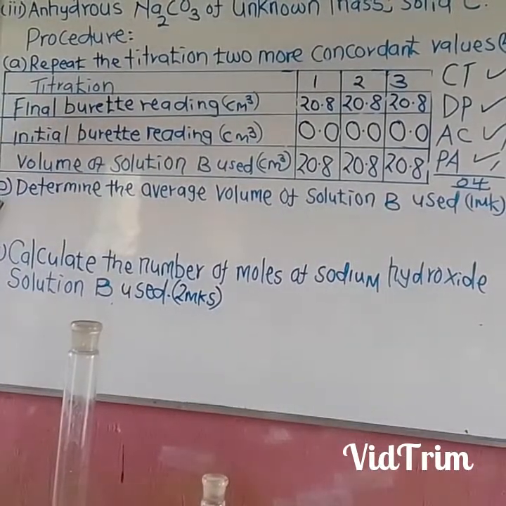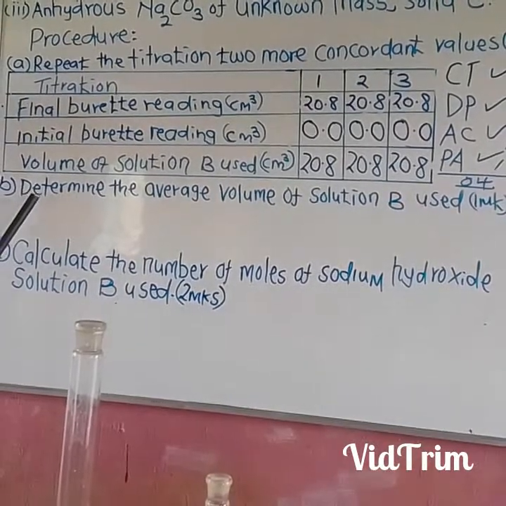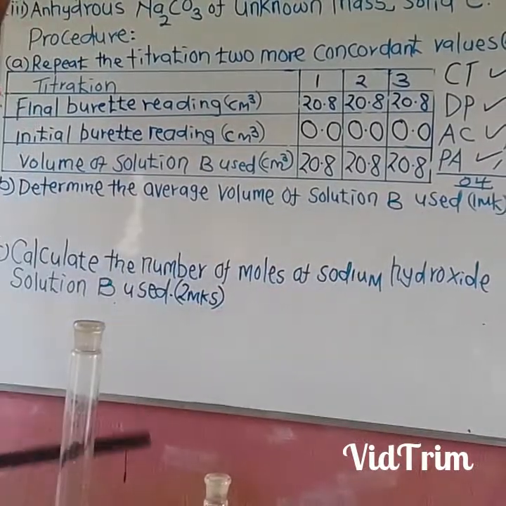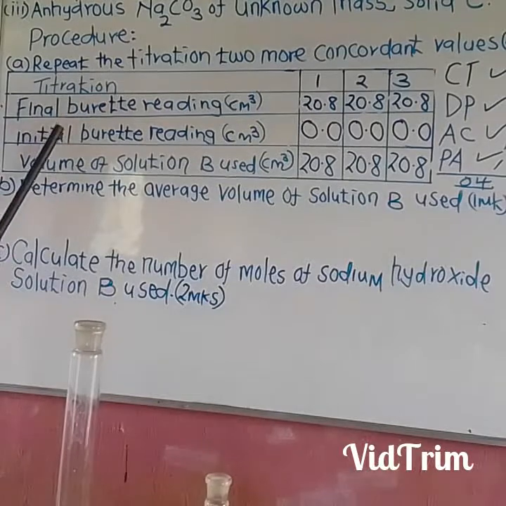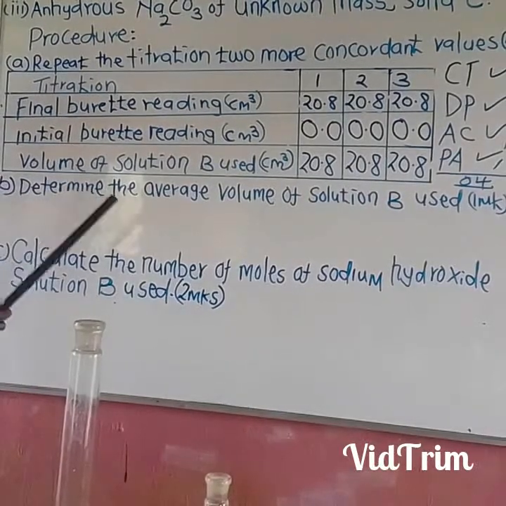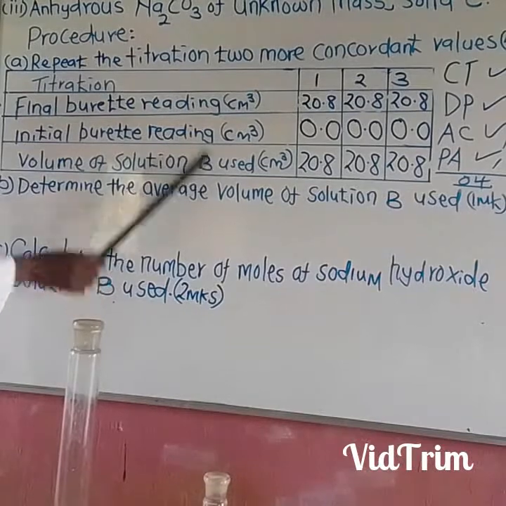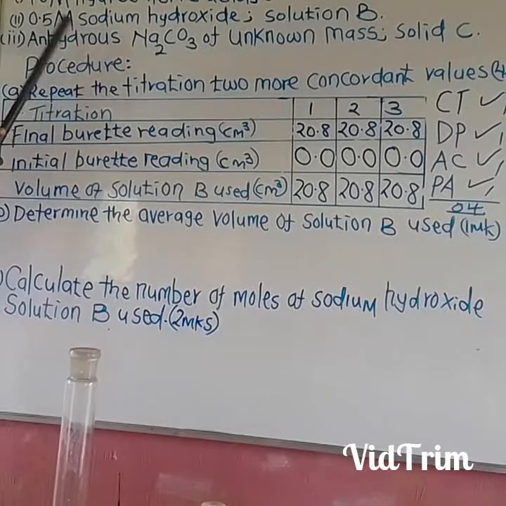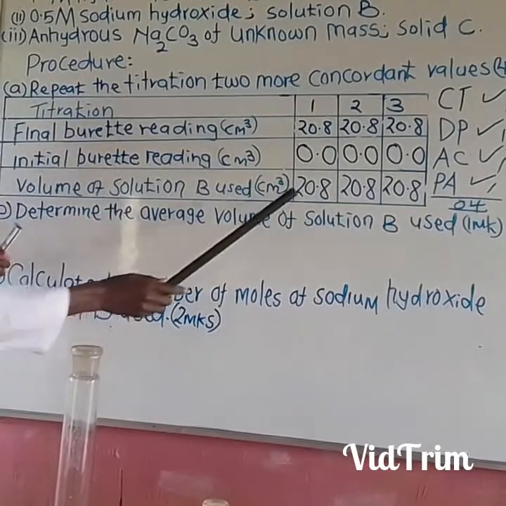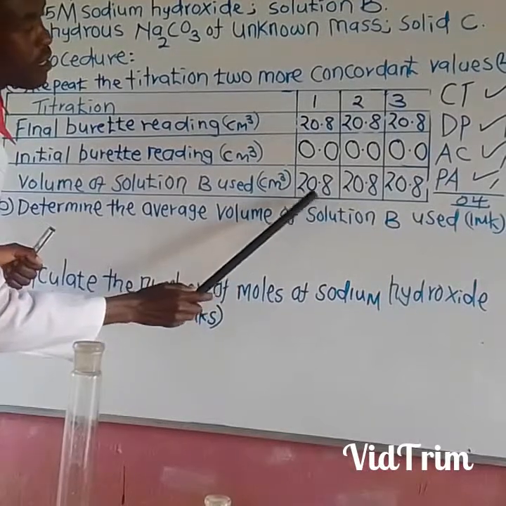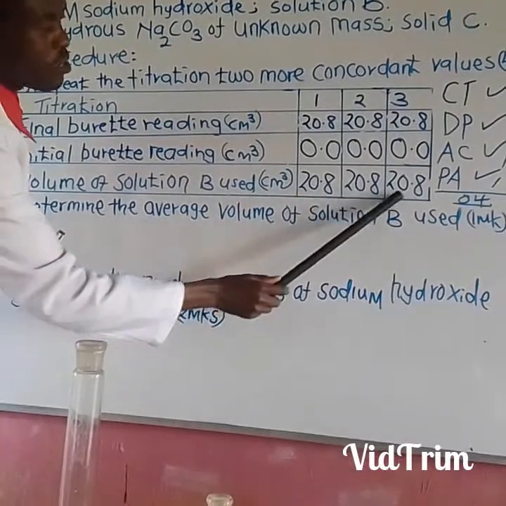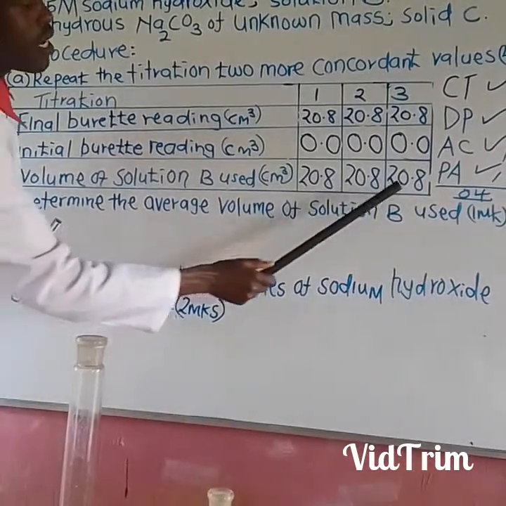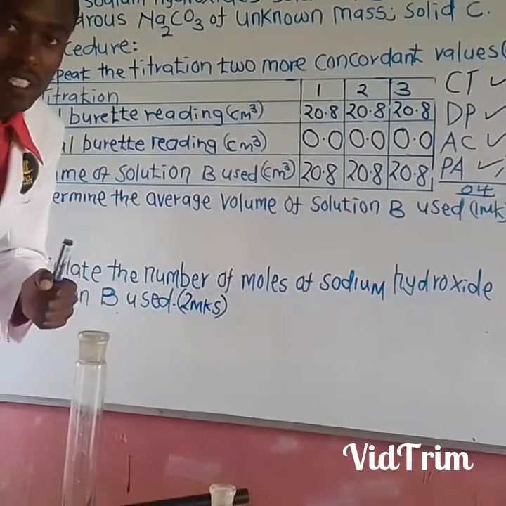Then let us move to question B. Determine the average volume of solution B used. We know the solution which is in the burette is solution B, which is sodium hydroxide solution. So for the average, you just take the 3 volumes in the 3 titrations, and ensure when you are getting the average, the volumes are consistent. Is it okay?